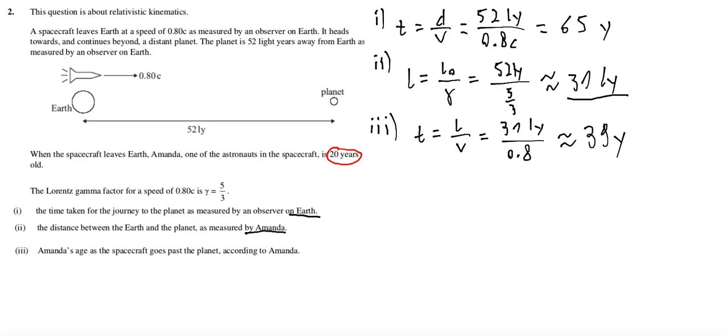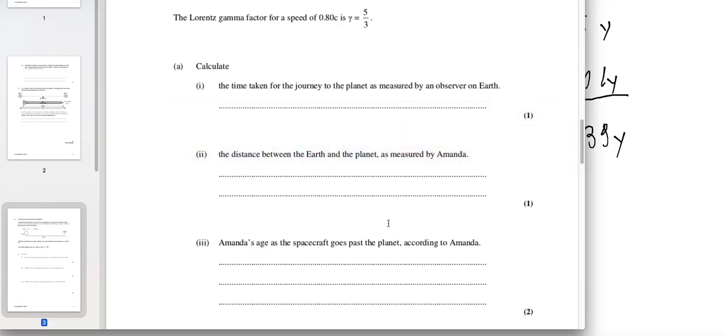And we know that Amanda is 20 years old. So the final answer is 59 years old. She has 20 years and needs 39 years to travel. So 20 plus 39 results in 59. So she's 59 years old. Okay, next question.